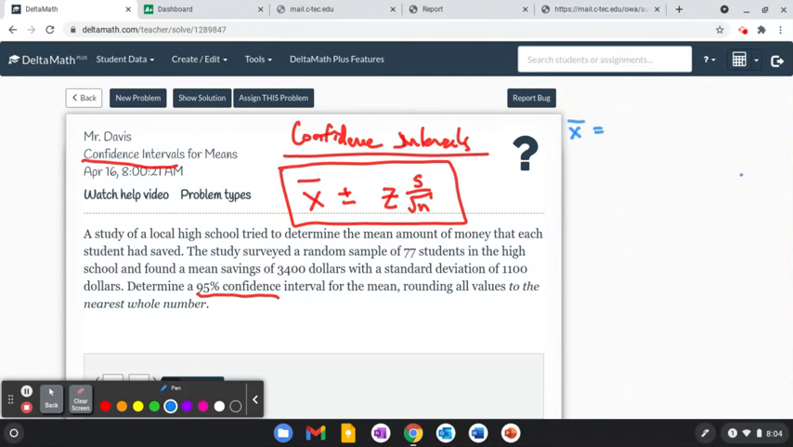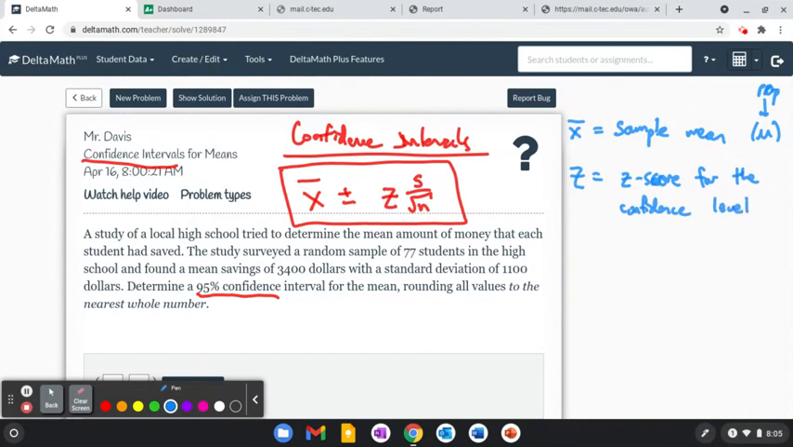So x bar we've seen earlier in the year. That just represents the sample mean. We've been used to using the symbol mu a lot. That's the population mean, so it just refers to the population, while x bar refers to the sample mean. All right, and then we've got z. Z is going to represent a z-score for the confidence level. So this will change depending on our confidence level. The s stands for standard deviation of the sample.